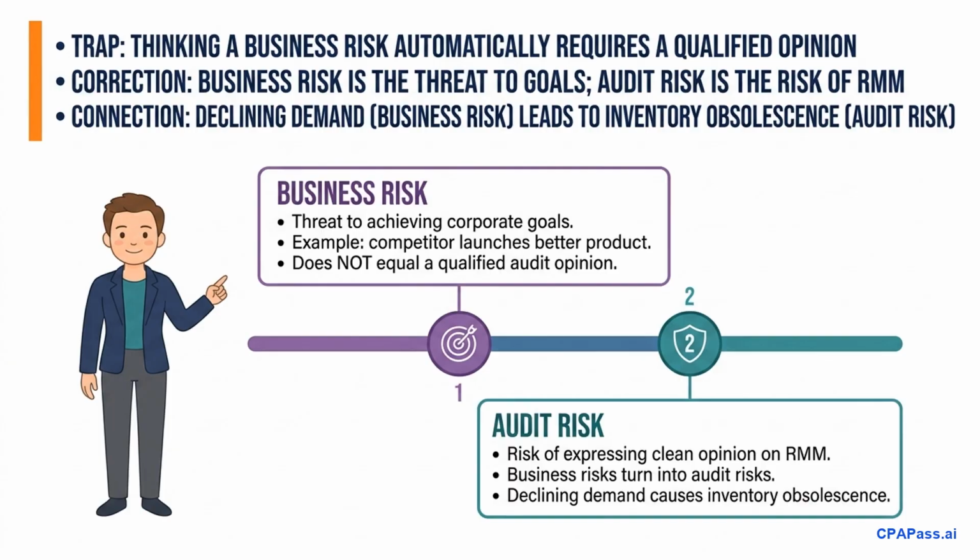Business risk is the threat that a company will not meet its strategic goals. Audit risk, however, is the risk that the auditor expresses an inappropriate opinion on materially misstated financial statements. While they are different, they are deeply connected. A business risk like declining demand for a product directly leads to an audit risk, such as inventory obsolescence or asset impairment. Always connect the business threat to the specific financial statement account that might be misstated.